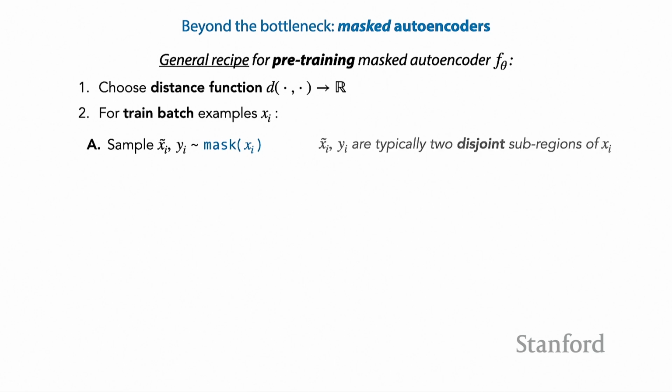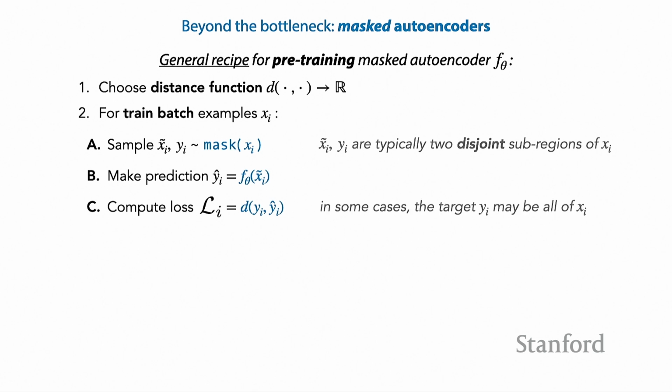So typically, x tilde and y are just disjoint subregions of the input. In the image example, it's literally partitioning the image, and one part is x tilde, the other part is y. Then we make a prediction with our model, f theta, that gets not x, but x tilde as input. And then we compute our loss. Our loss is between y, the held out part of the input, and y hat, which is what our model thought the held out part of our input is. In some cases, the target might just be all of x, not just the held out part, but this is a relatively minor detail that doesn't make a huge difference in practice. And so these highlighted parts are basically our design choices or our control knobs. Two of them are pretty much the same as regular autoencoders, the model and the loss function.